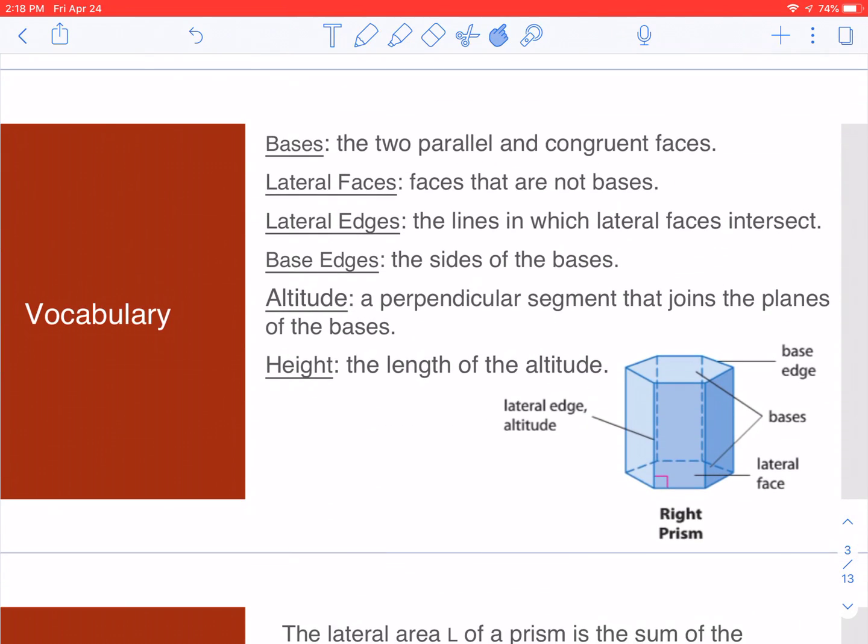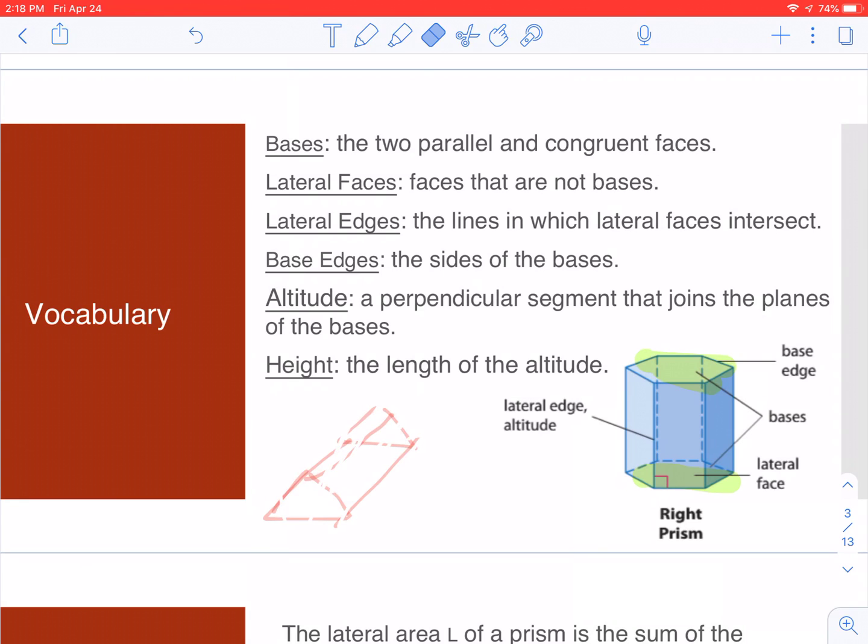Okay, so here's our vocab. The bases are the two parallel and congruent faces. So here's my base here, here's my base here. It can also be drawn, for example, if I have a triangular prism like that, a three-dimensional shape. My bases are here and here. Even though they're not on the bottom, we still call them bases because they are two parallel and congruent faces.